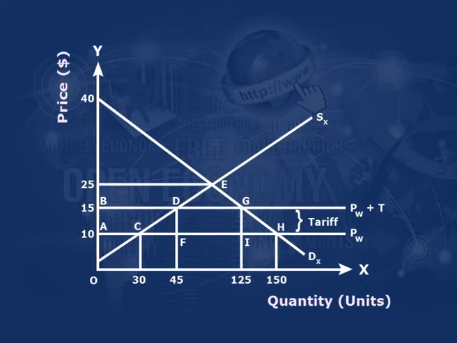At the price of $15, the domestic consumption is 125x, that is BG. Nation A produces 45x, that is BD, domestically. The remainder 80x, that is DG, is imported.